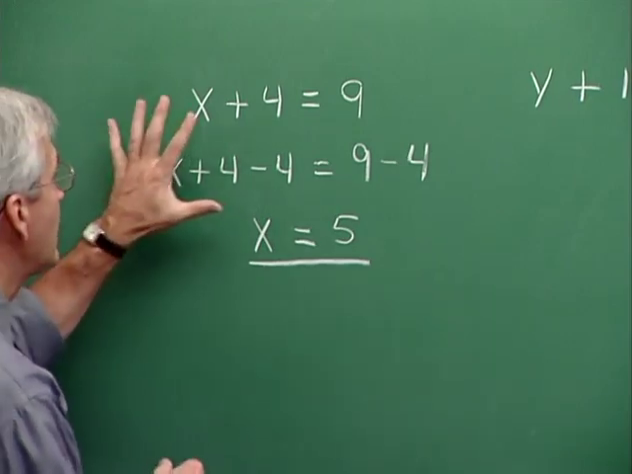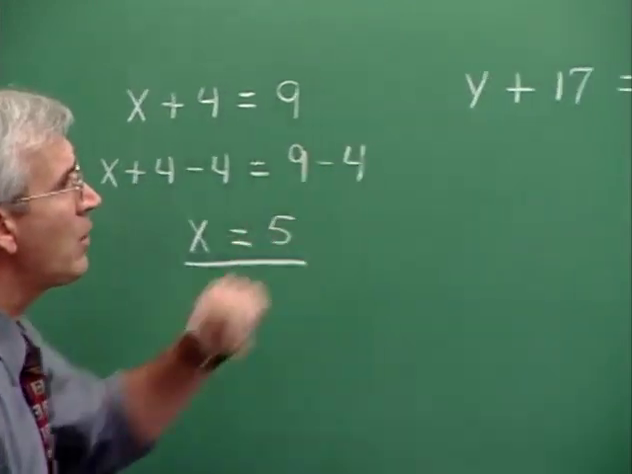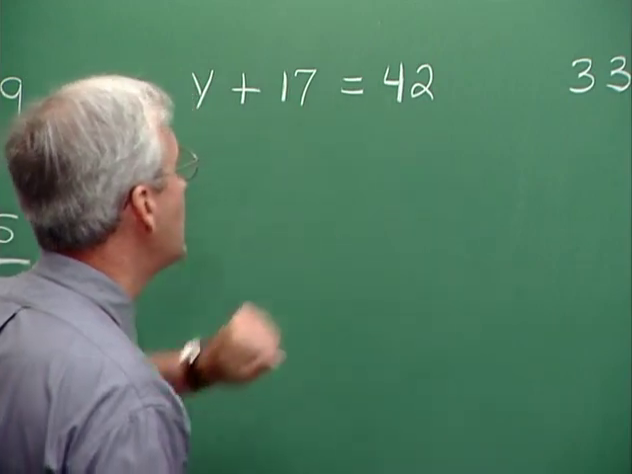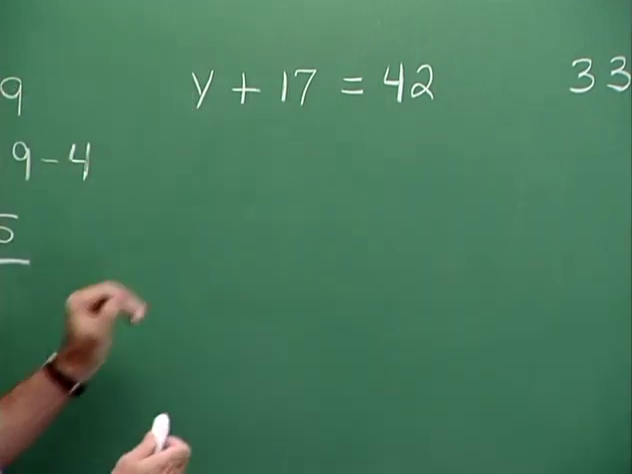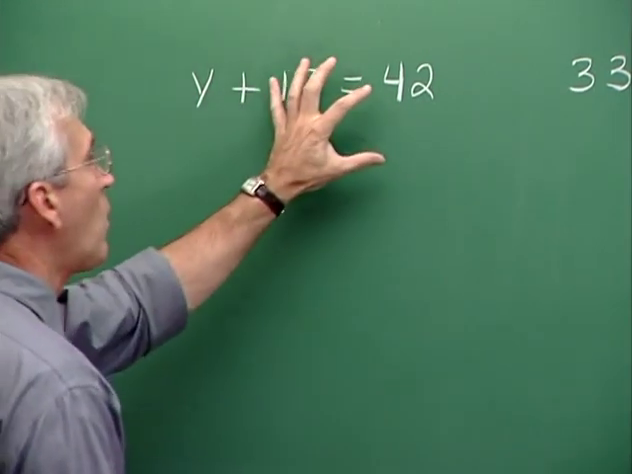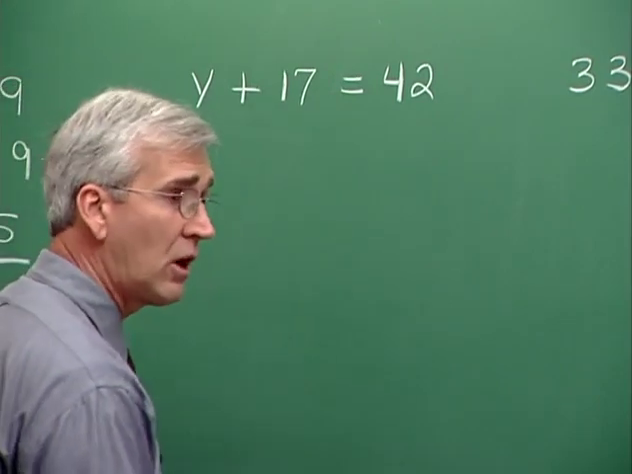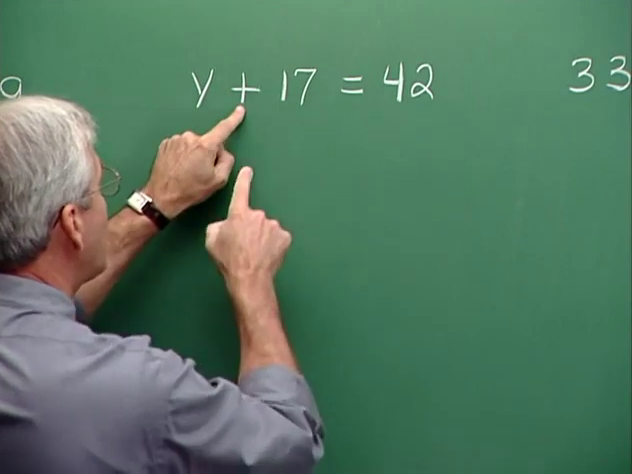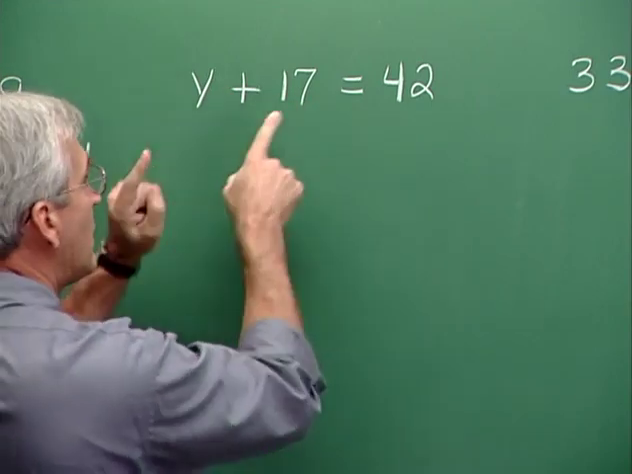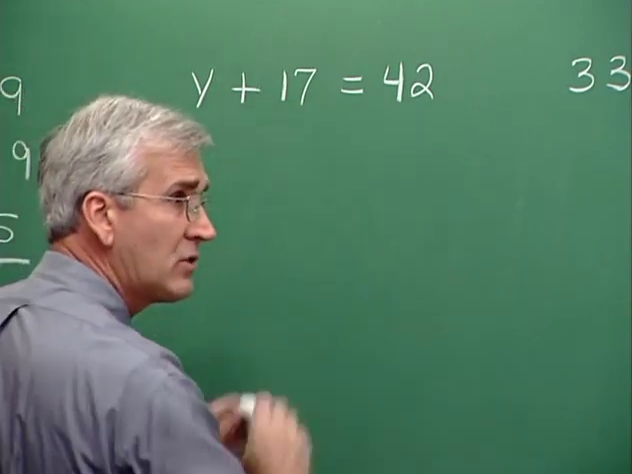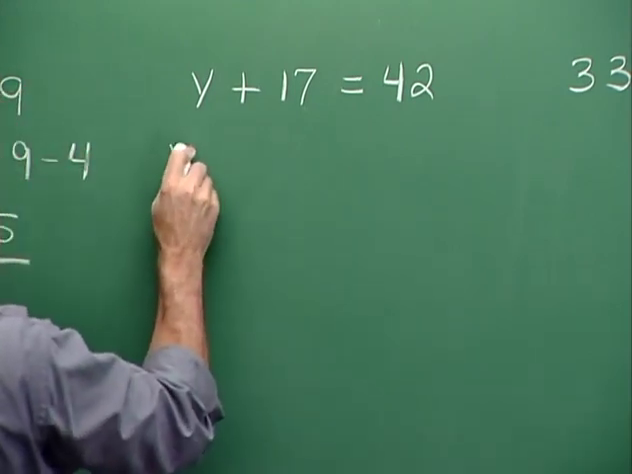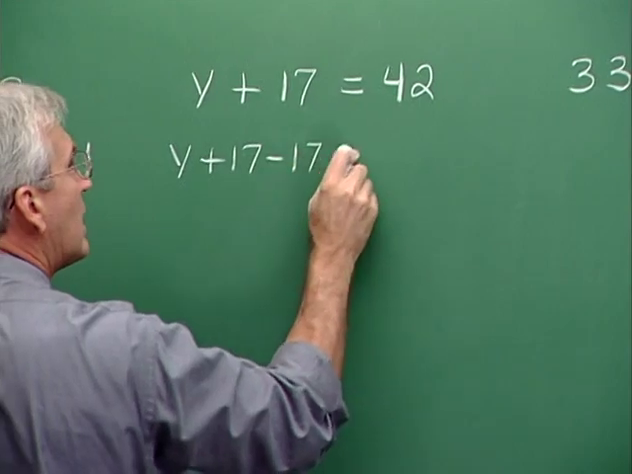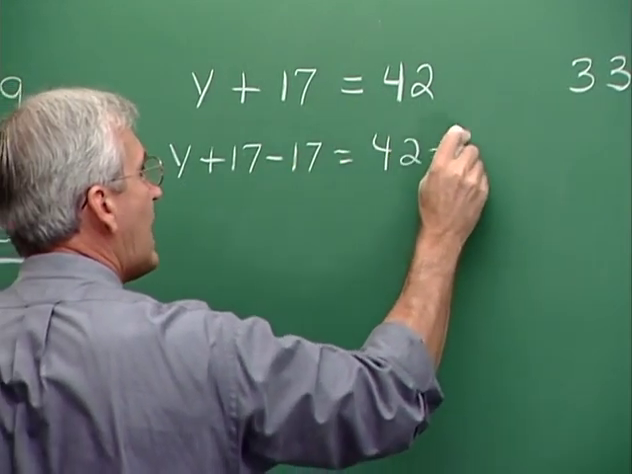Now, I know we can see the solution in this problem, but maybe we can't see it so easily in a problem like this. We have y plus 17 is equal to 42. We want to clear the 17. We want to make the equation tell us the value of y that will solve the equation. And we do that by just undoing this operation of adding 17. And we can undo that operation by subtracting 17 on both sides. So we would write y plus 17 minus 17 equals 42 minus 17.